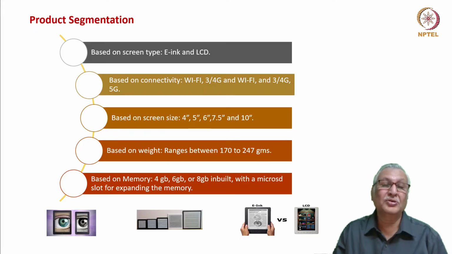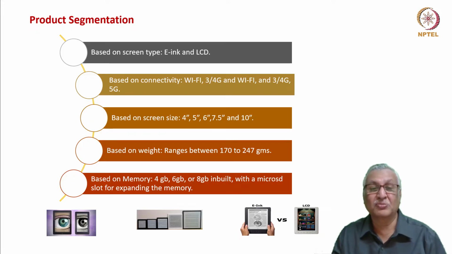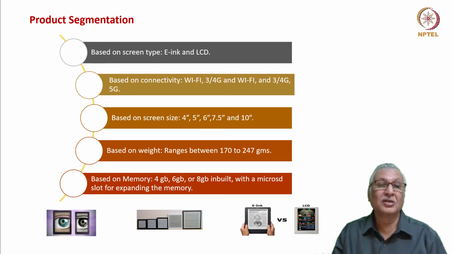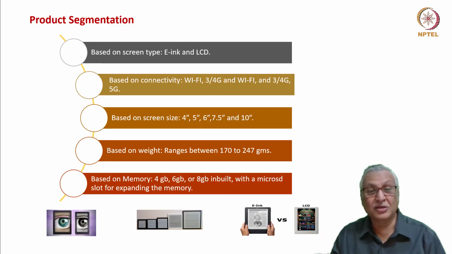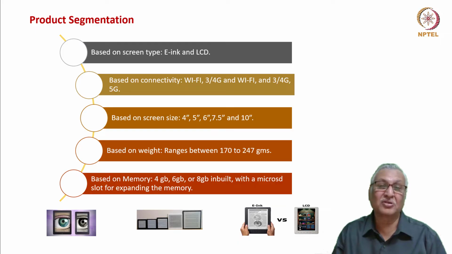So given that, how would you find out whether there is a segmentation possibility? The team said some ways of segmentation is possible in this crowded and highly competed market. One, you can segment based on the screen type, e-ink versus LCD. You can segment based on the connectivity, whether connection is through Wi-Fi, 3 or 4G and Wi-Fi, or 3 or 4G and 5G as well as Wi-Fi. You can also segment based on the size of the screen from 4 inch to 10 inches. There are a number of screen size possibilities.